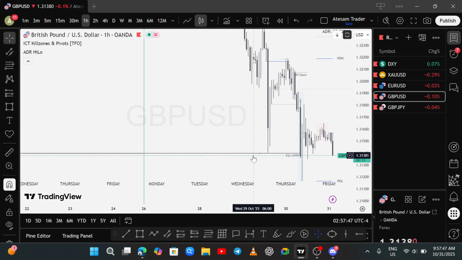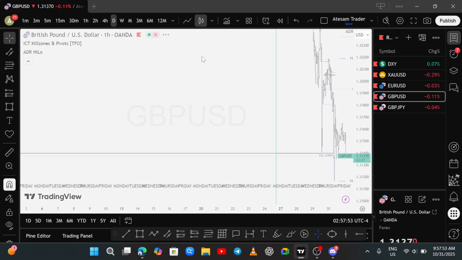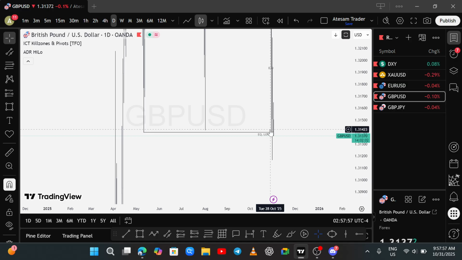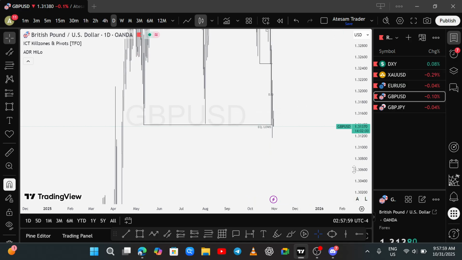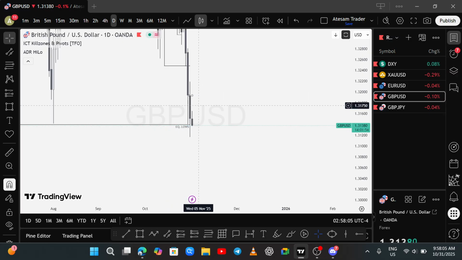So see, these are equal lows. Price came all the way down but didn't take it. That means what? It generated the liquidity. If you come to the daily time frame, you will see this low, also this low. These all are equal lows, so very good drawn liquidity. I was expecting this Thursday candle to expand towards this previous daily low as well as this equal lows.